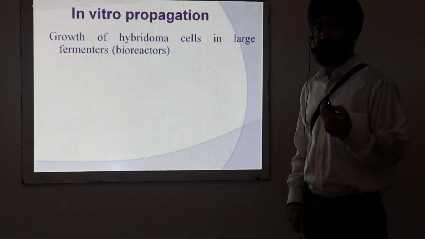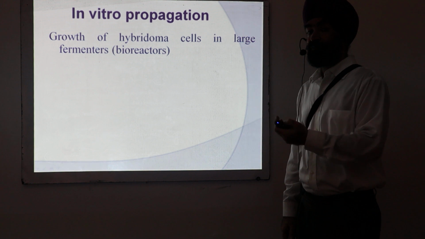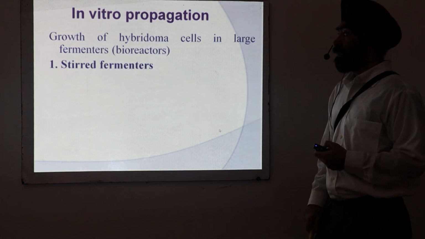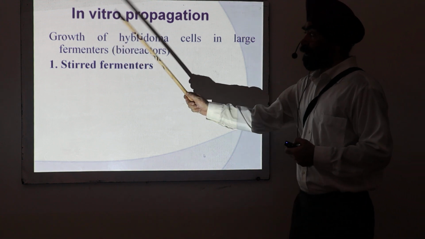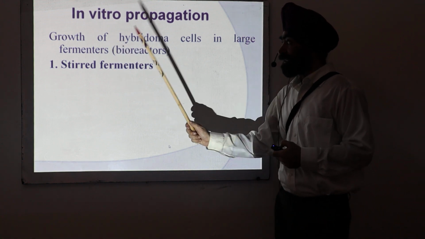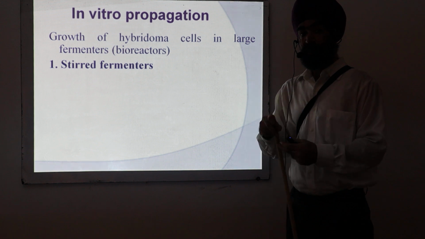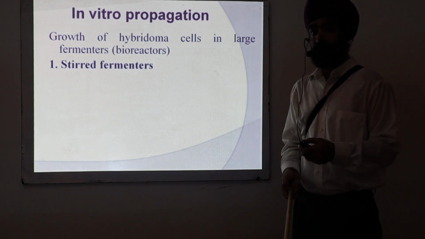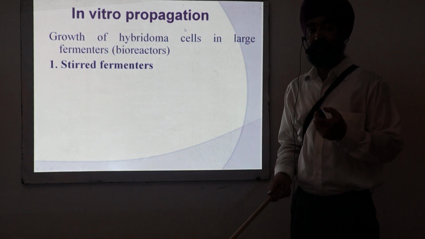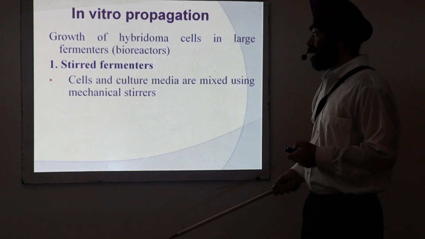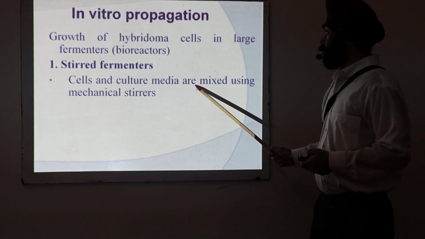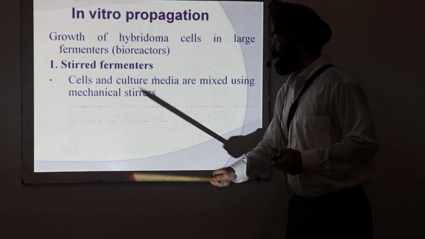We can proliferate these cells in vitro, in a fermenter. Fermenters are also called bioreactors. Now we can use two kinds of fermenters. One is called a stirred fermenter. That means a fermenter in which you put a stirrer. The stirrer moves the cells and the media so that the cells remain in a homogeneous condition. You use a mechanical stirrer, so you mix the culture and the cells.